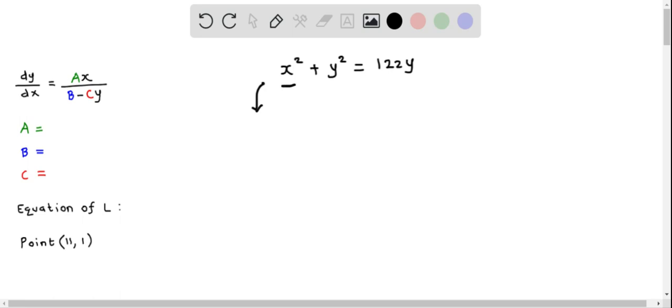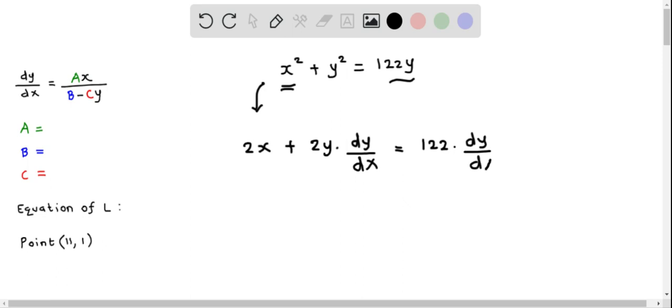So first I differentiate x squared with respect to x, which is 2x, plus differentiation of y squared. When we apply the power rule we get 2y, and then we apply the chain rule to differentiate y, which gives dy by dx, and this equals differentiation of 122y. 122 is a constant, and differentiation of y with respect to x is dy by dx.